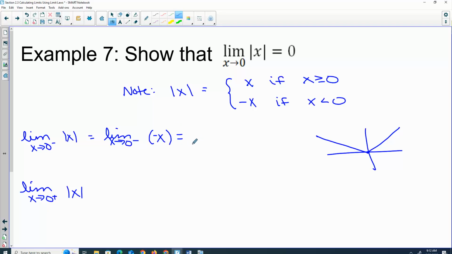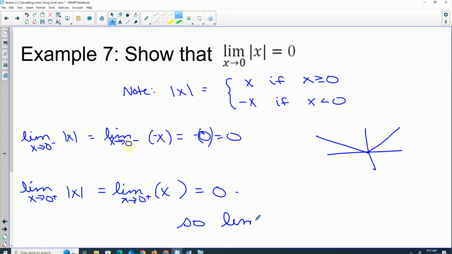Right, can you plug a 0 into that? It doesn't matter that we're approaching from the left. When you go to plug it in, you're just putting in this number. So it's just the opposite of 0, which is 0. Right. If I'm approaching from the right, that means my numbers are positive, so the absolute value isn't changing them. So again, I can just put in 0. Since those are the same, that means the limit as we approach 0 of the absolute value of x is in fact 0.